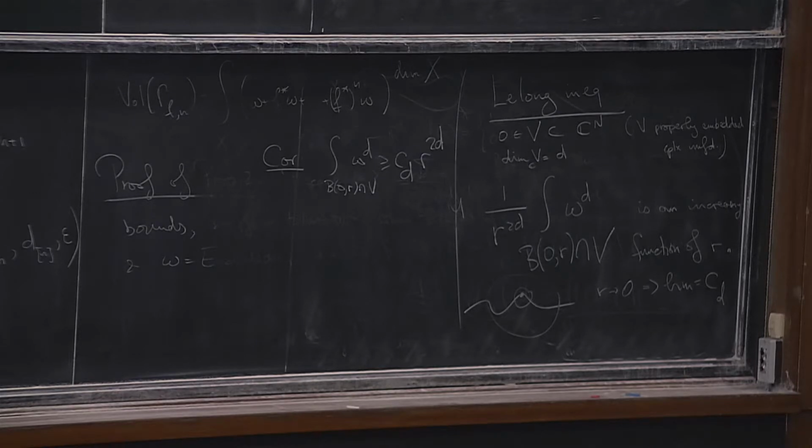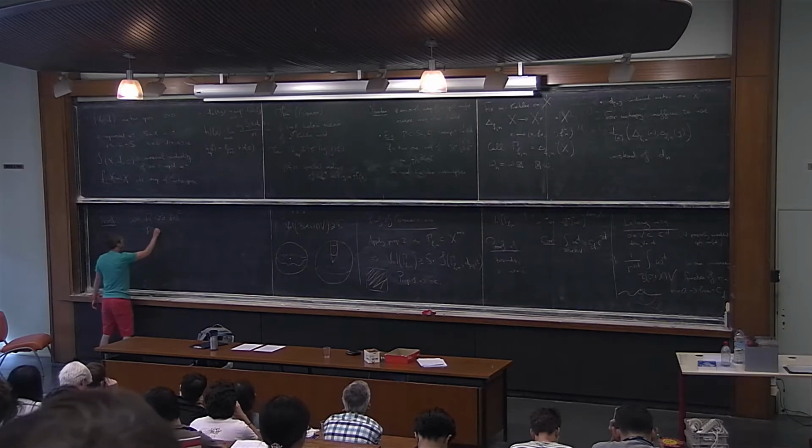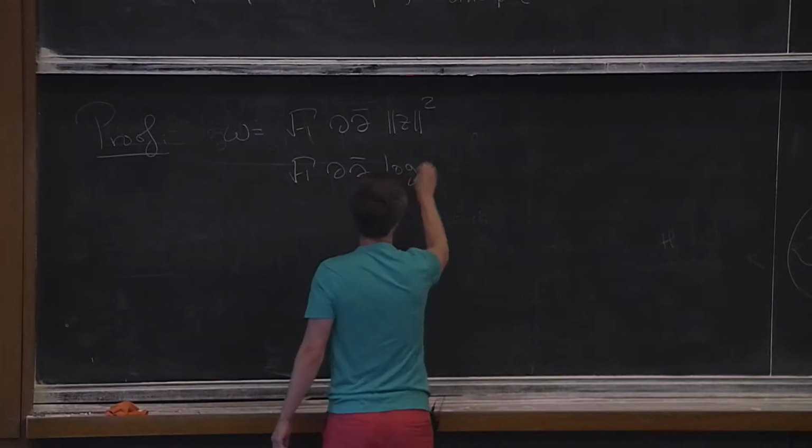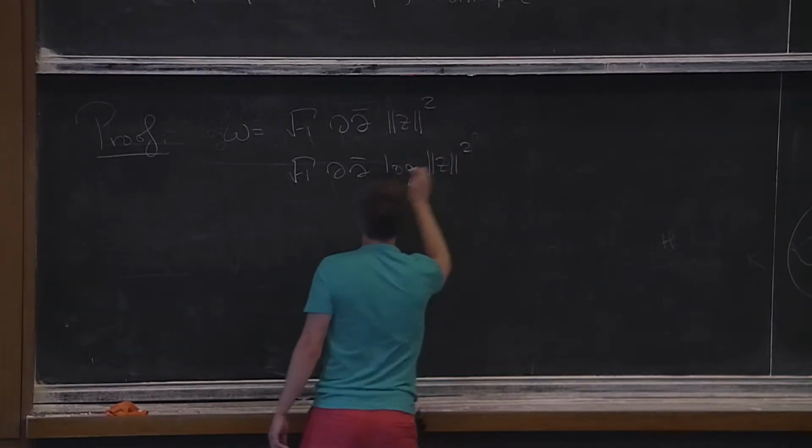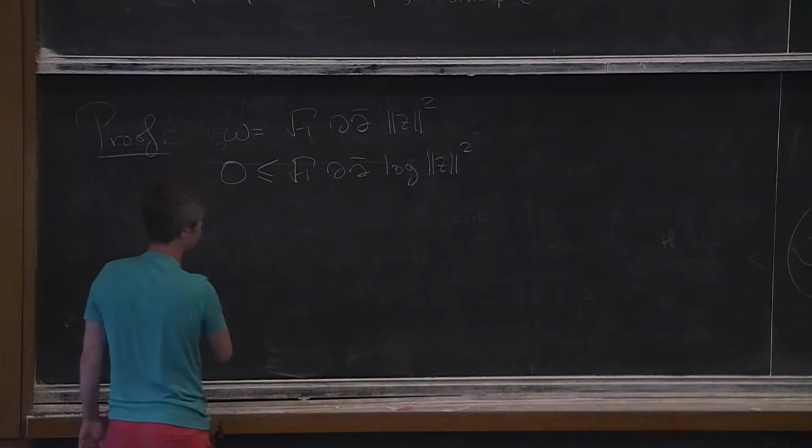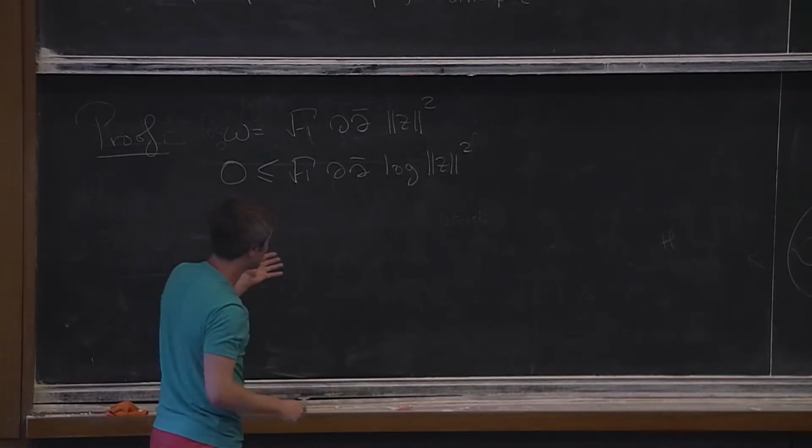And the facts are the following: omega, the Kähler metric, we can write it as dd bar of |z|^2. So this is called the potential for the Kähler metric, meaning that if you take this Laplace-like operator, you obtain the flat Euclidean metric. And the other one is that if you consider now dd bar of log |z|^2, then this thing is greater or equal to 0.